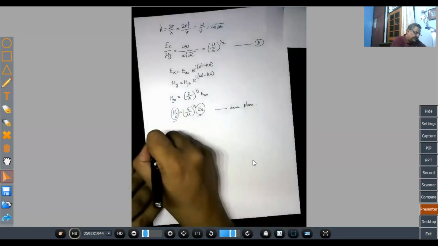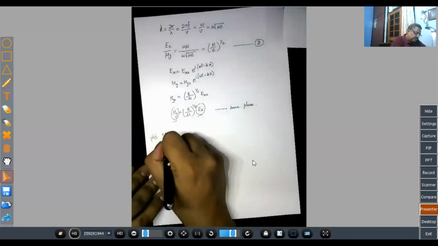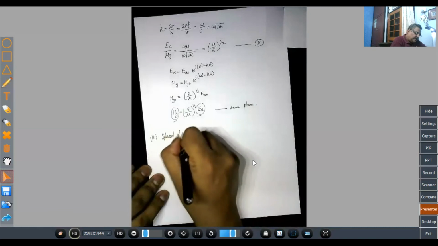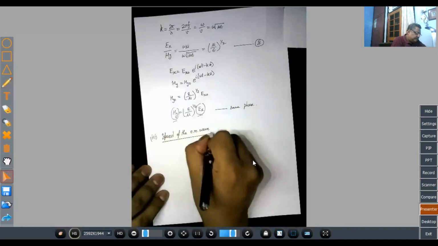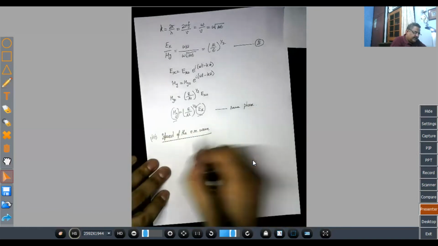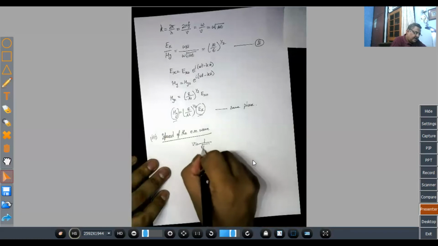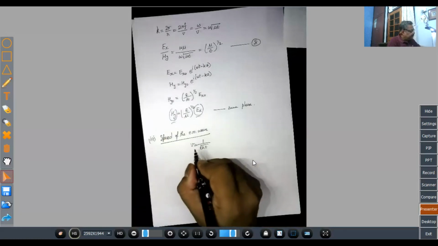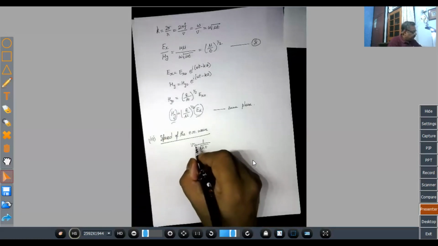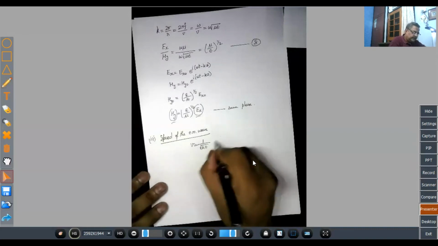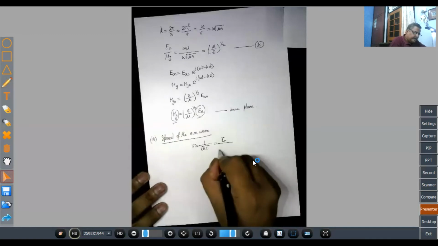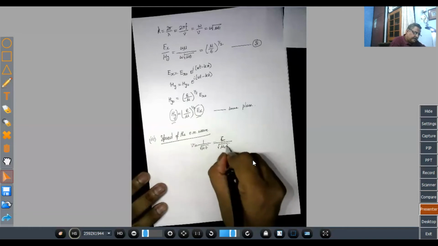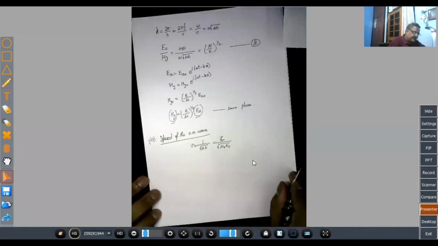Now third is the speed of the electromagnetic wave. We need not discuss it much. We have already taken the value. In terms of the relative values, the relation will be, these are the relative values.